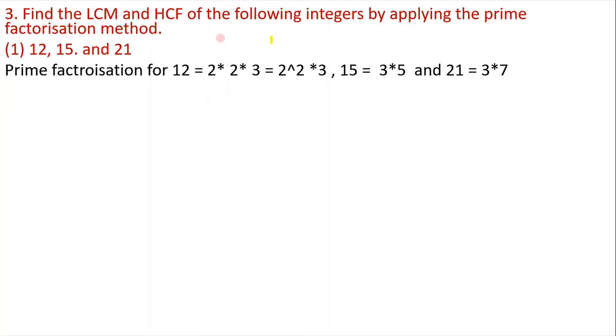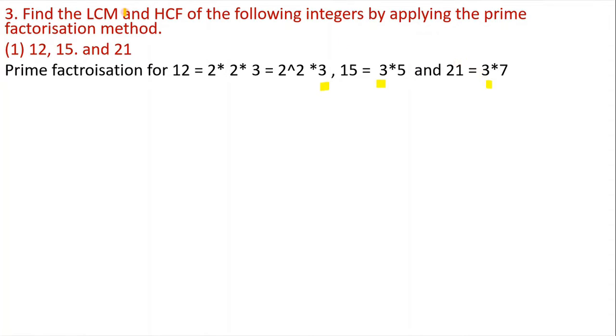If you want to find HCF, first we have to see what is the common prime factor among the three numbers 12, 15 and 21. We can clearly see that 3 is the only common prime factor among all the three numbers. So the HCF of the given numbers is 3.